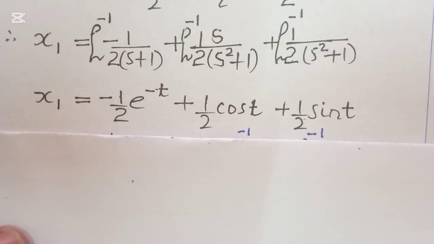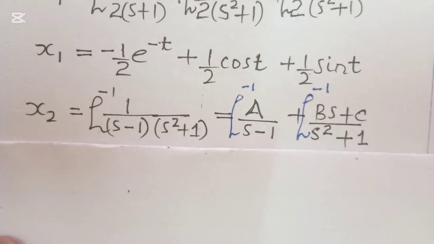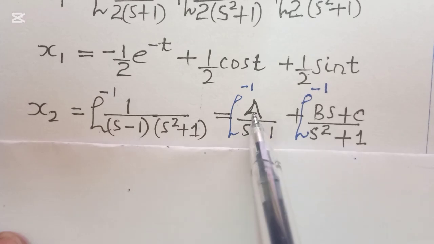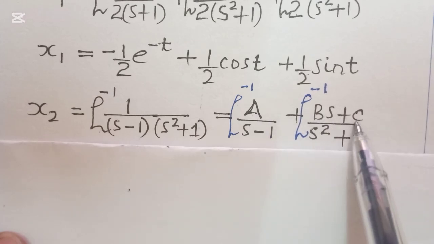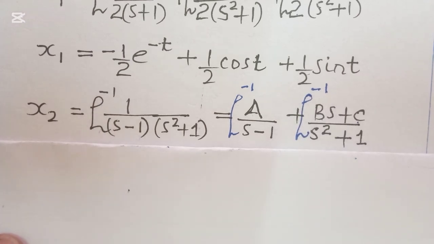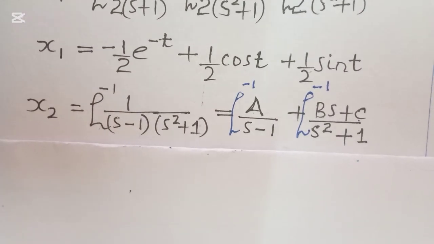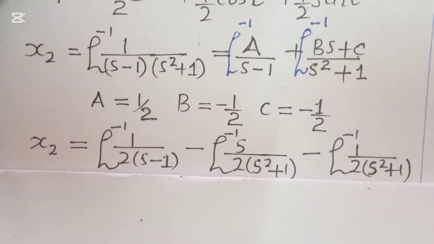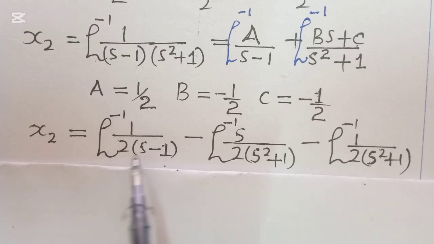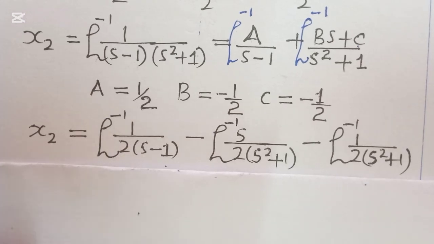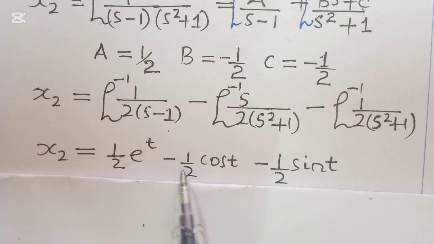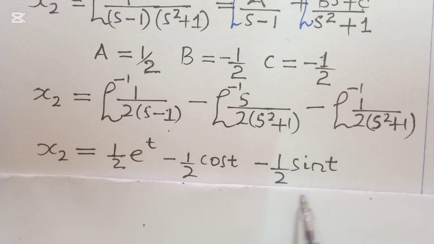From there, guys, we come now to the second, that is x2. For x2 we do the same. Before we go to the inverse Laplace transform, we get A, B, and C, disregarding the inverse Laplace transform. So that is partial fractions. After we get our values for x2, we get the inverse Laplace for every term. And as we can see, x2 is equal to a half e raised to t minus a half cos t minus a half sin t.